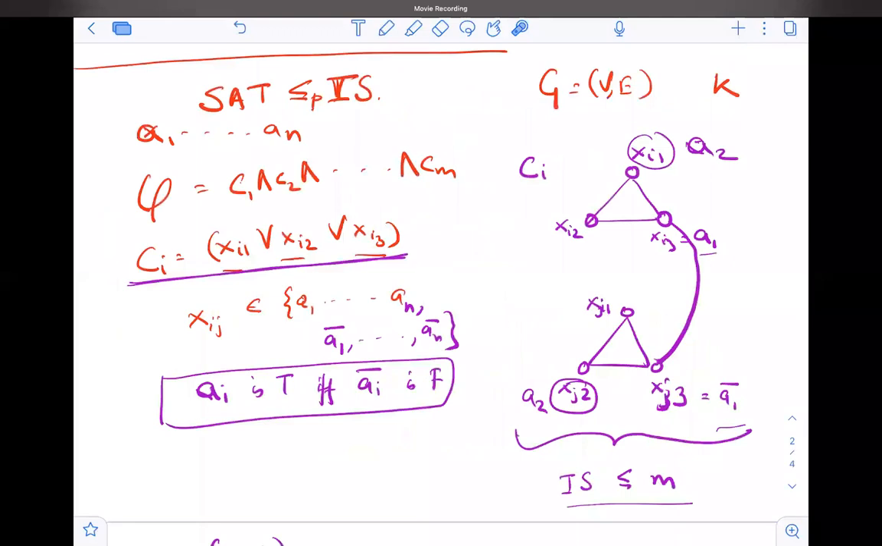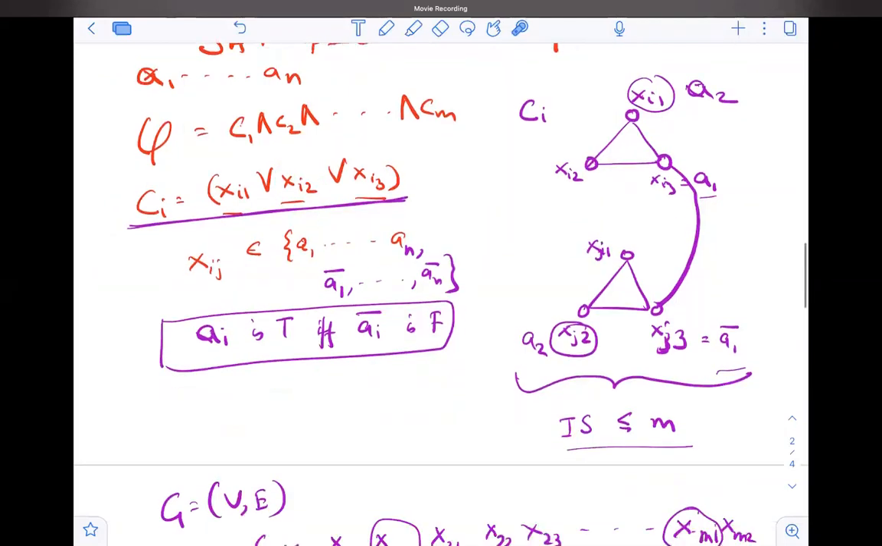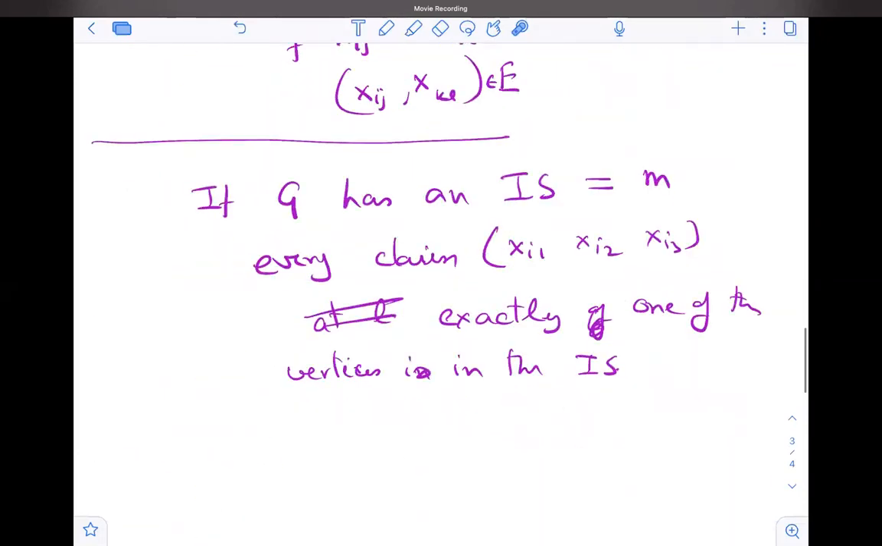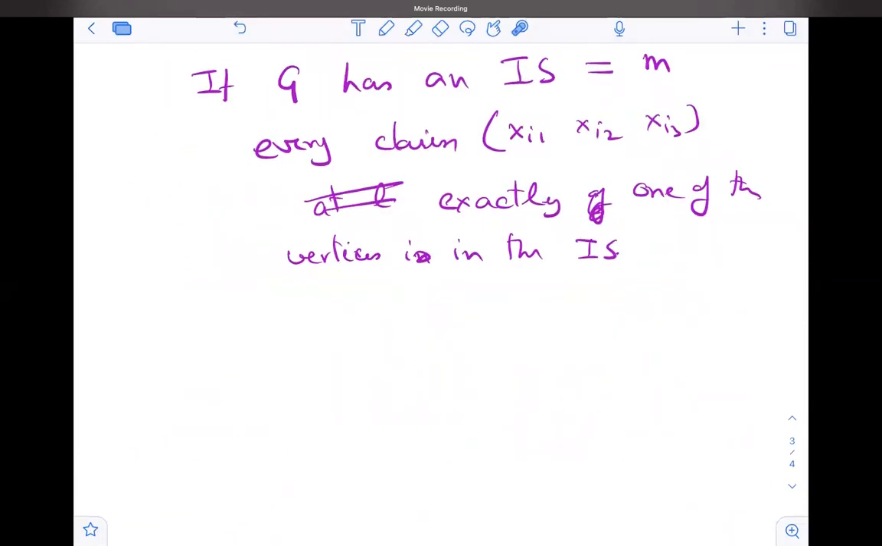Okay, so why is this? If I take the independent set, all the clauses are satisfied then. And also there is no conflict between an element and its complement both being included. So we have to be careful here. So this will give us a satisfying assignment. In each of those clauses, there is exactly one from the IS.